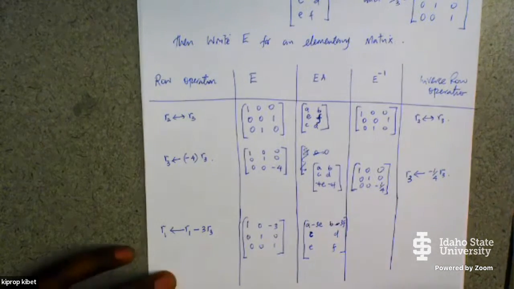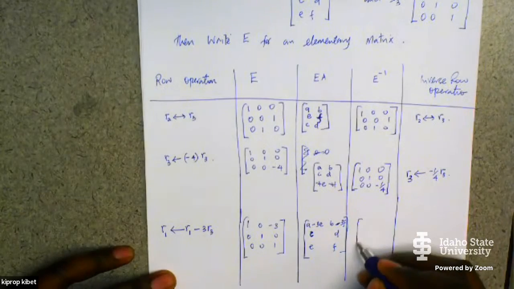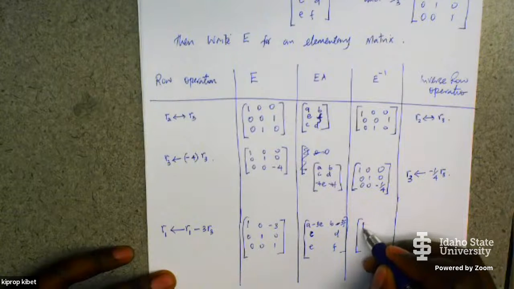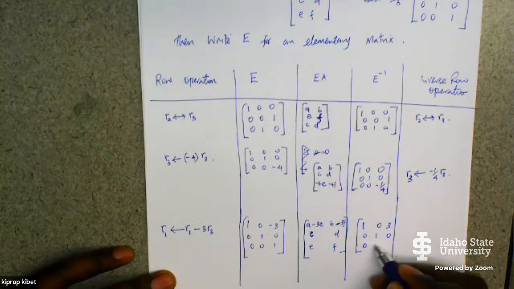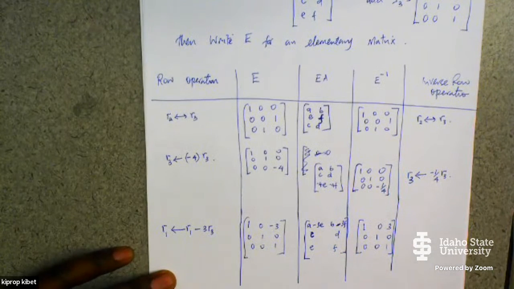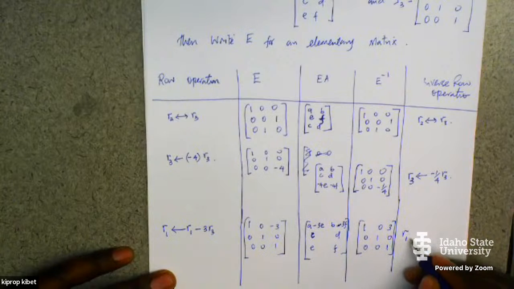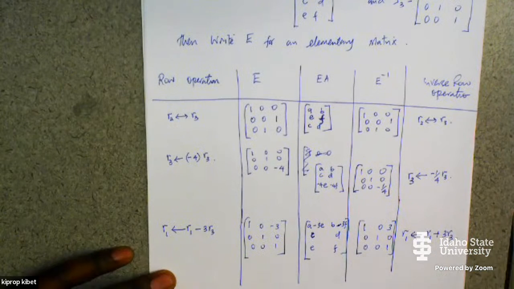So our inverse in this case of E is just changing the sign, which is 1, 0, 3, 0, 1, 0, 0, 0, 1. Changing the sign. And the inverse operation is R1 plus 3 R3.